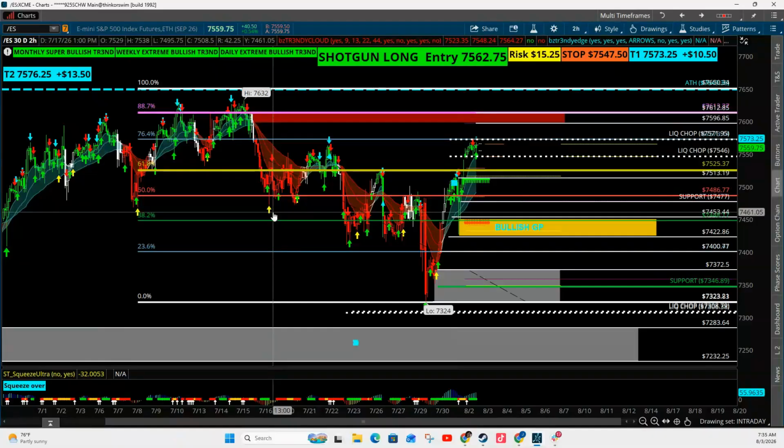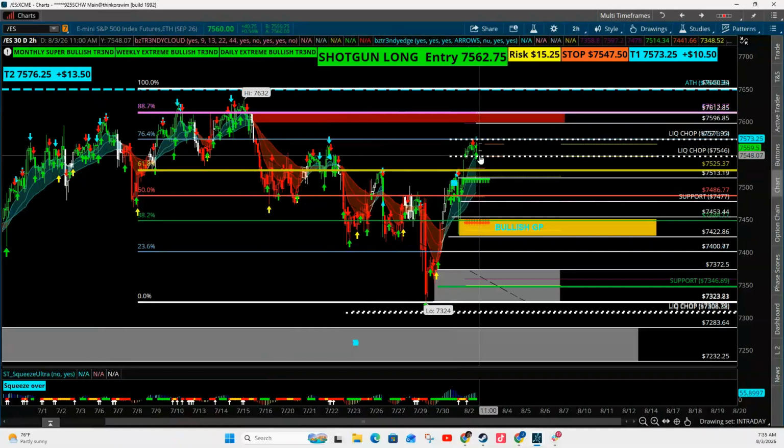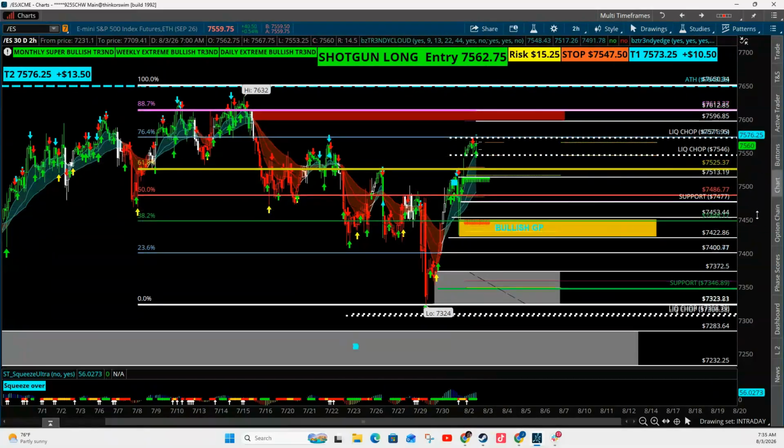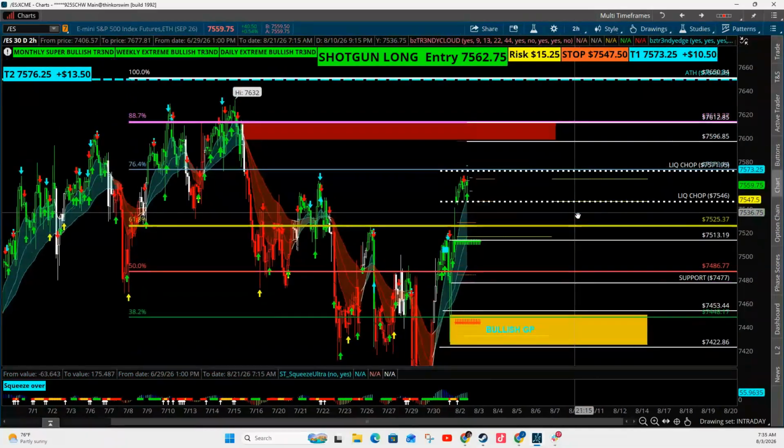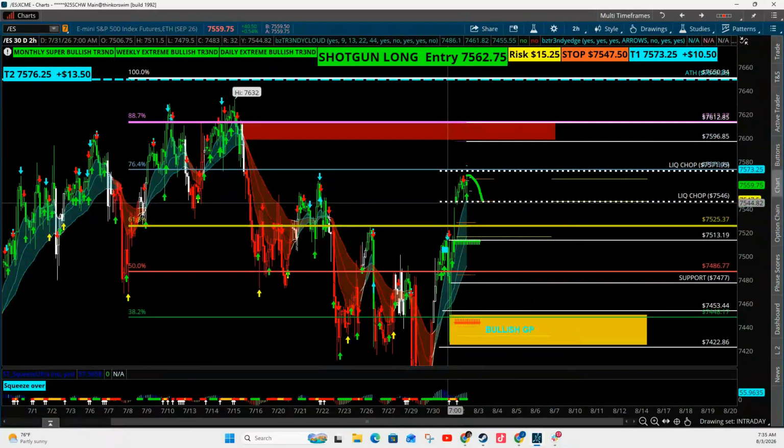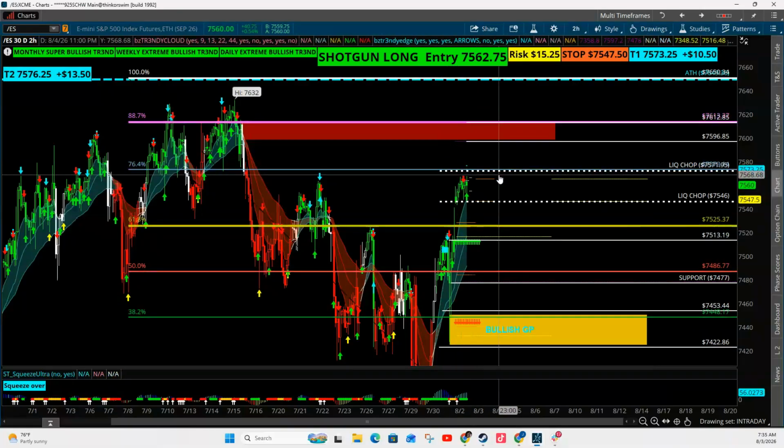Remember the 85% rule of 61.8 to the 88.7. I really like this idea, but I can't say whether that's going to pull back first and give us an opportunity at a gap fill, and then we move up here. But what I can say is that we're very close to that upper level, and that is resistance until proven otherwise.